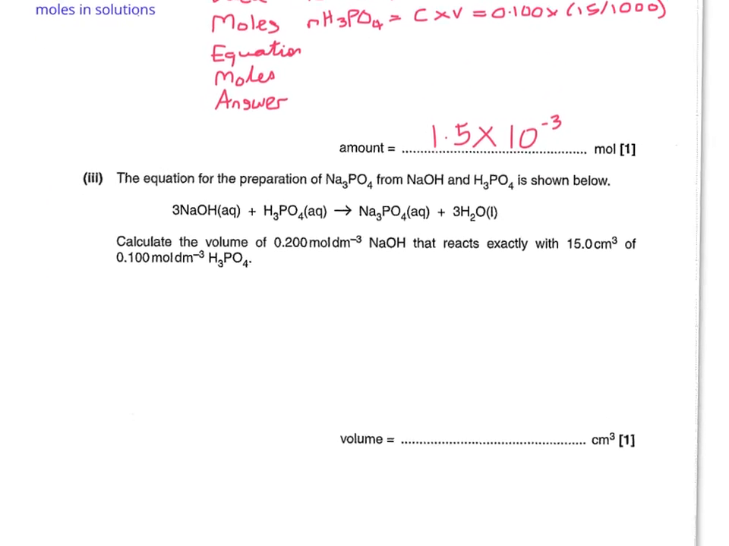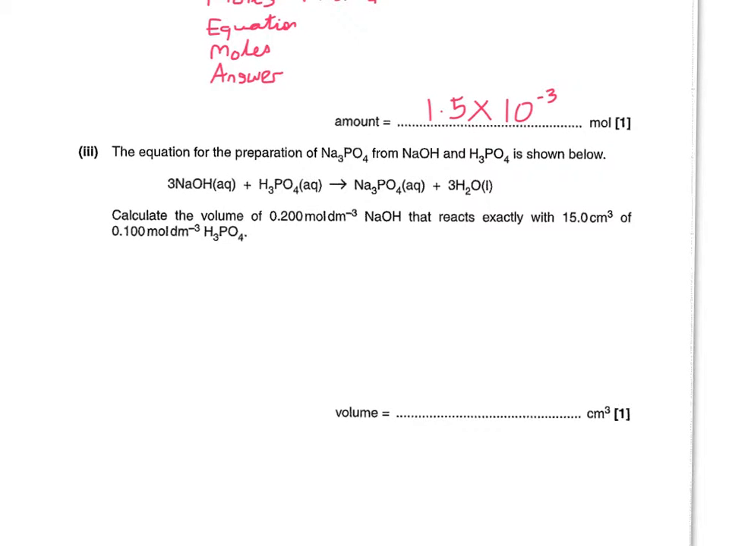What they want you to do is to look at this one here: the equation for the preparation of Na3PO4 from NaOH and H3PO4 is shown below. Calculate the volume of 0.200 moles per decimetre cubed of NaOH that reacts exactly with 15 centimetres cubed of 0.100 moles per decimetre to the minus 3 H3PO4. We've already worked out what that represents, so you don't have to do that again, you just have to go with the equation bit.